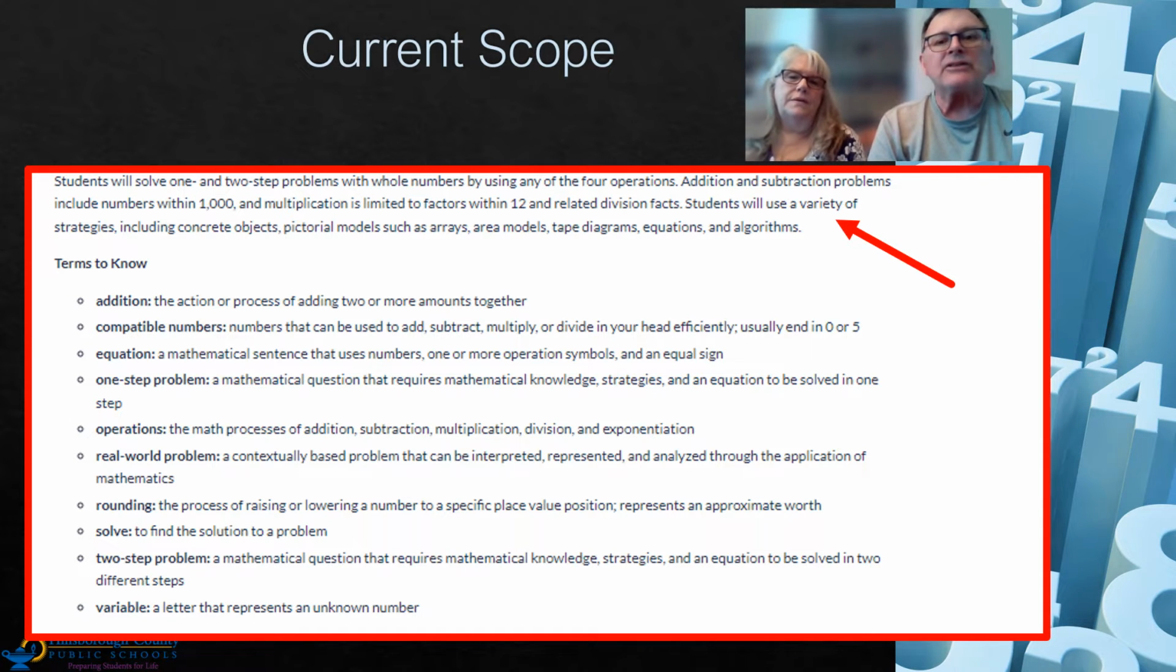Notice here that within this scope, students will be using a variety of strategies. They're going to get those strategies from the anchor charts you've been developing all year. So we're not just focusing on multiplication and division in this unit. You're going to have to make sure that your addition and subtraction anchor charts are also available to them, because they'll be doing multi-step problems that will involve all 4 operations. They'll be able to use those anchor charts to reference their thinking.